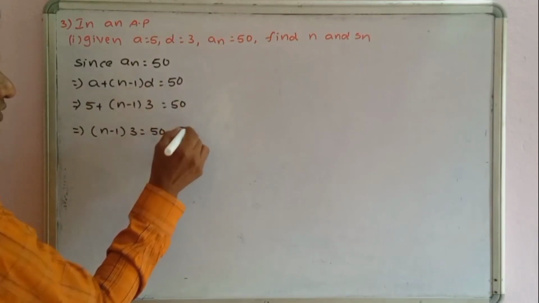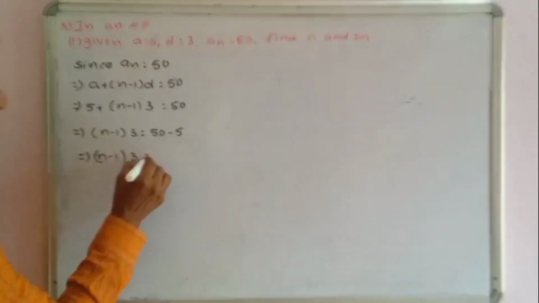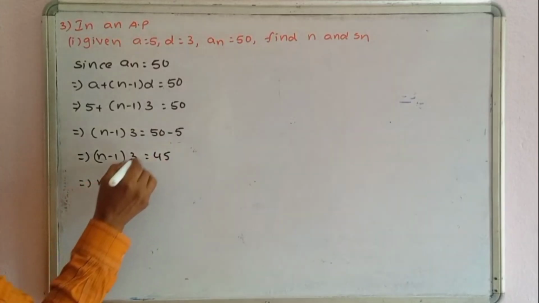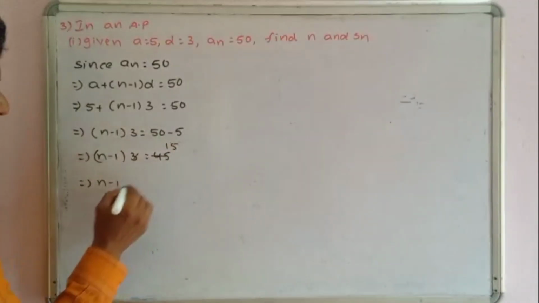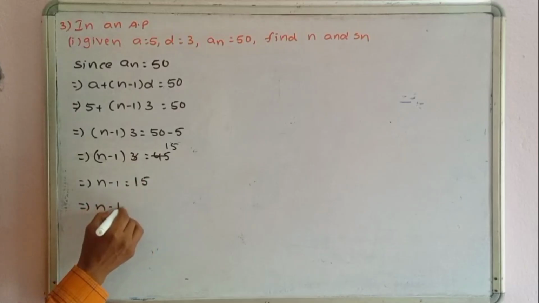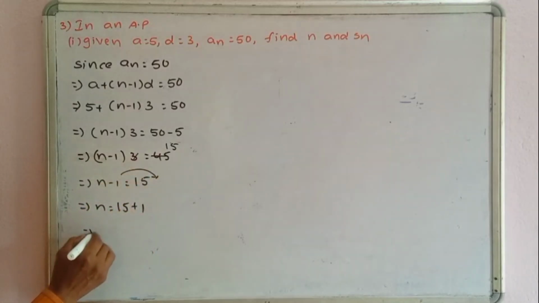5 transposes to the right side as minus 5. (n minus 1) into 3 equals 50 minus 5, which is 45. So n minus 1, 3 how many times? 15 times. So n minus 1 equals 15. So n equals 15 plus 1, minus 1 transposes to the right side as plus 1. Therefore n equals 16.